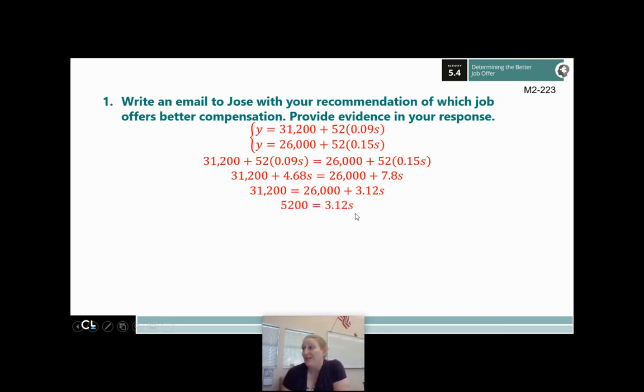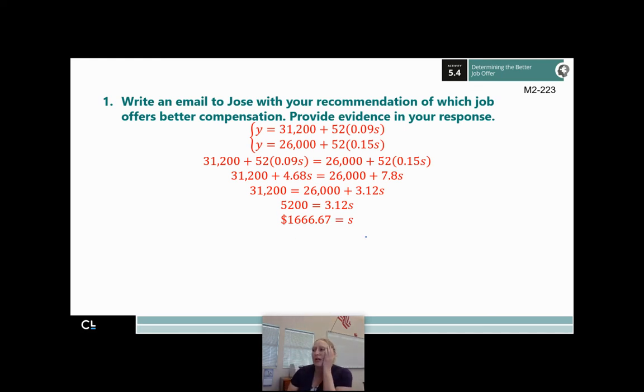And then we'll just grab a calculator and divide. Now, please remember that this is money. So when I do my work, I am going to round it to 2 digits behind the decimal when I divide for my final answer. So it looks like $1,666.67 in sales is the break-even point.